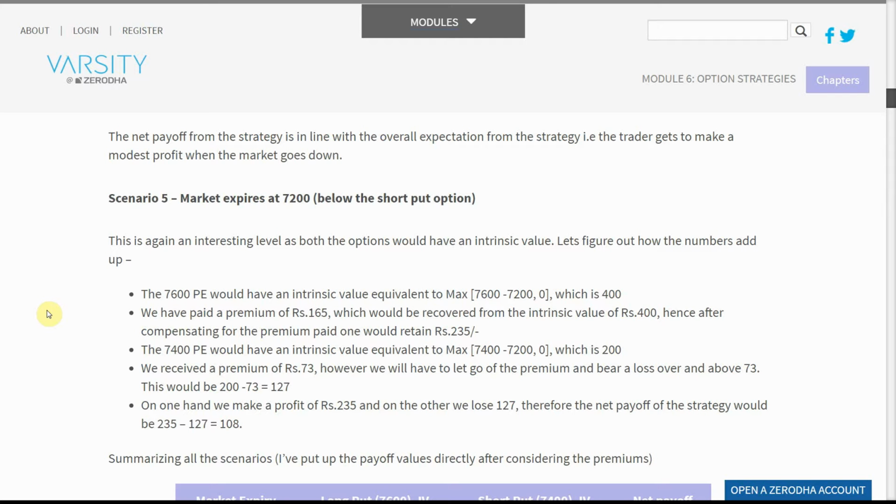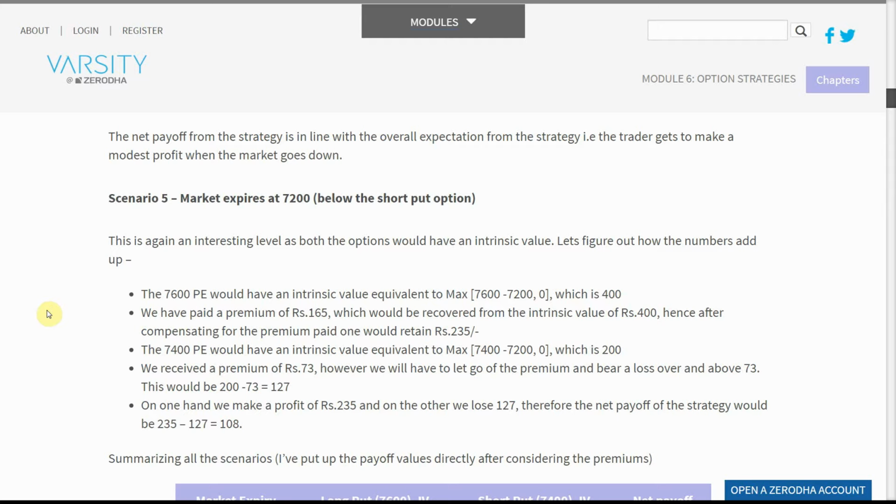The 7,600 put would have an intrinsic value equivalent to max(7600 - 7200, 0), which is 400. We have paid a premium of 165 rupees, which would be recovered from the intrinsic value of 400 rupees. Hence, after compensating for the premium paid, one would retain 235 rupees.